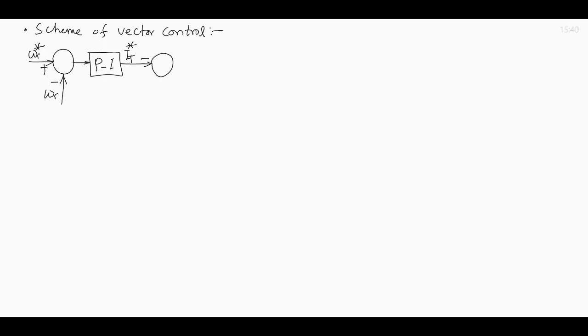And then there is also feedback of the actual torque component of the current. So, IT star minus IT, the difference is the current error that goes through a current controller, which can be a PI current controller, synchronous frame PI controller, and this will generate Vt star.